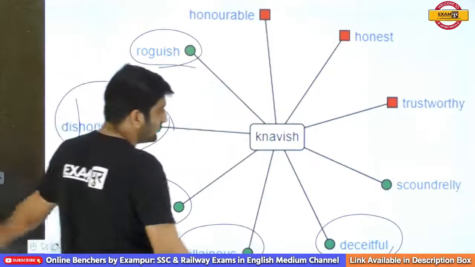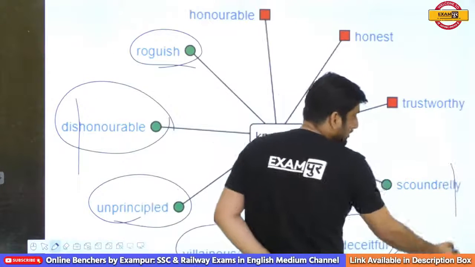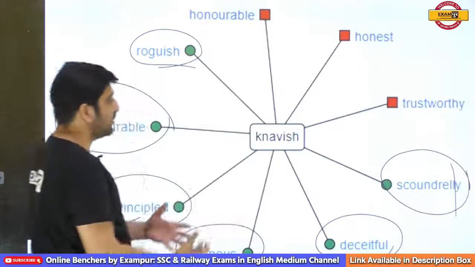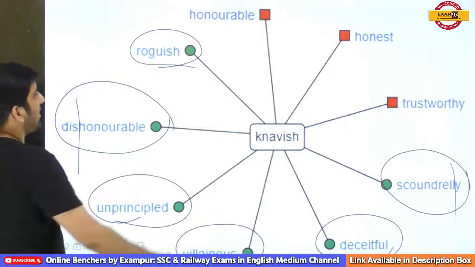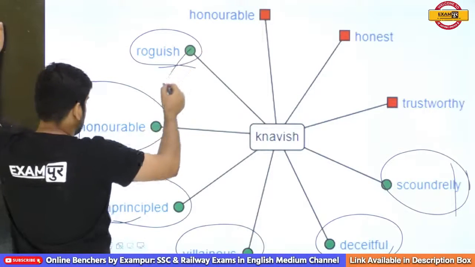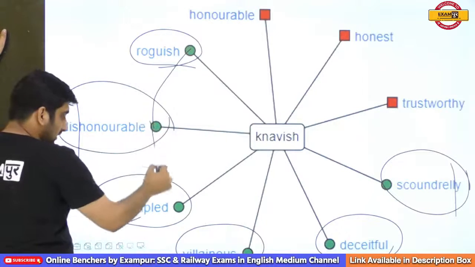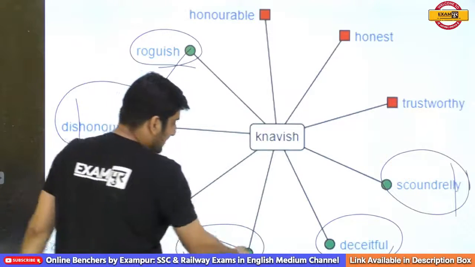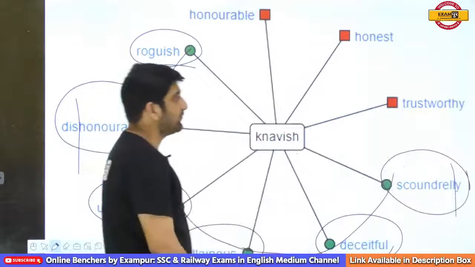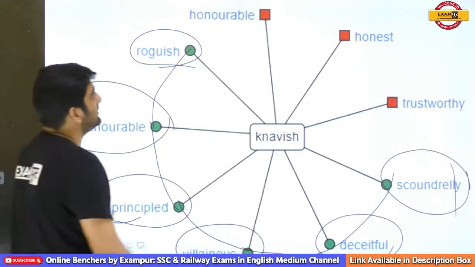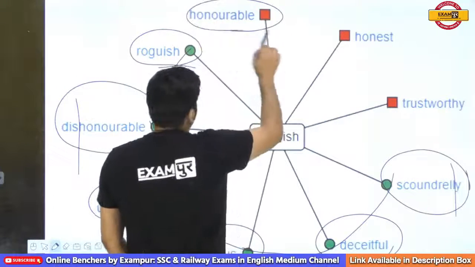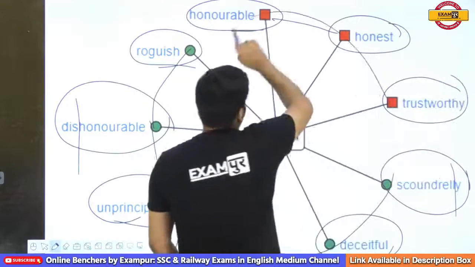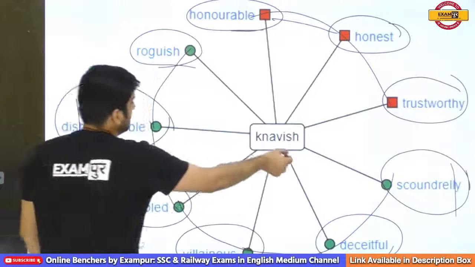Roguish, and you have heard the word scoundrel, yes or no? So scoundrelly will be another synonym for KNAVISH. So KNAVISH can be roguish and dishonorable, unprincipled, villainous, deceitful and scoundrelly. If it is about antonyms of these very words, then honorable, trustworthy, honest will be the antonym for KNAVISH.